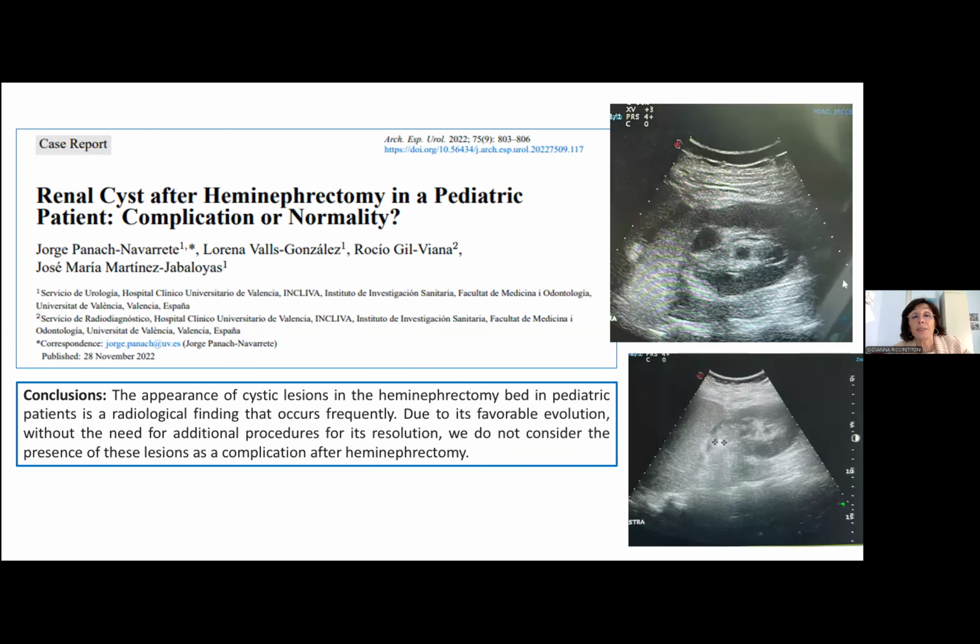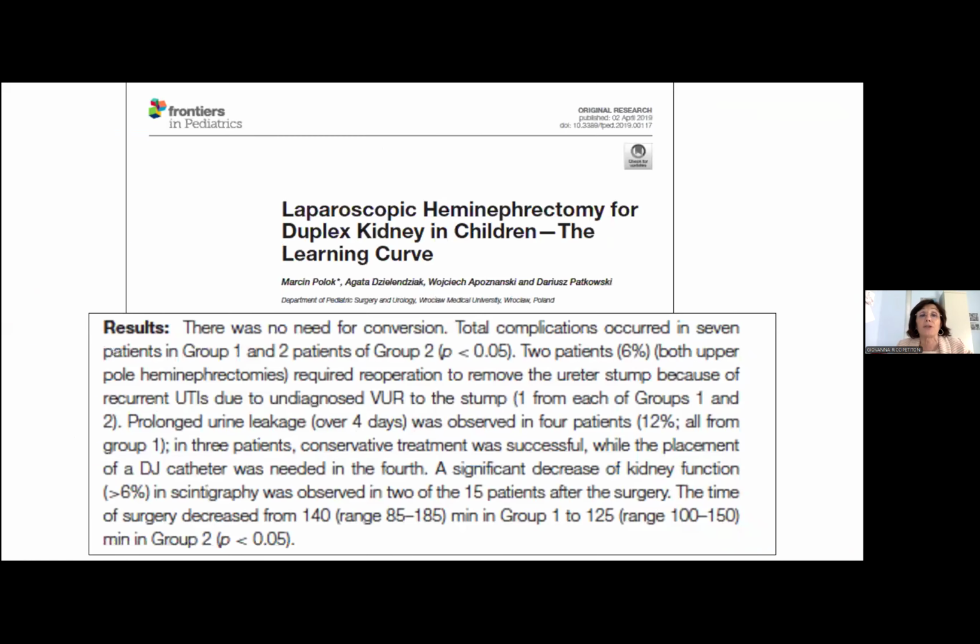Cysts are considered not a complication. This was a case where I had a cyst at the upper pole. It was an upper pole heminephrectomy, and then the cyst disappeared quickly. So it seems very common, and it has to be followed, but it will resolve spontaneously in the majority of cases.